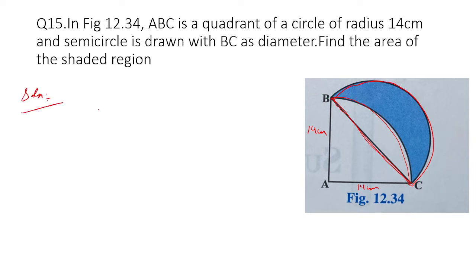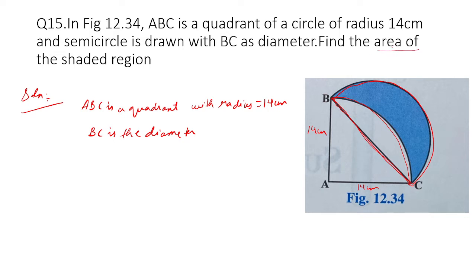Okay. So let's say ABC is a quadrant with radius which is equal to 14 centimeter, and BC is the diameter. Okay, so we're asked to find the area of the shaded region. Okay, so in order to understand this question, first thing, it's not easy for us to find this out, so you'll have to do a little bit of thinking.